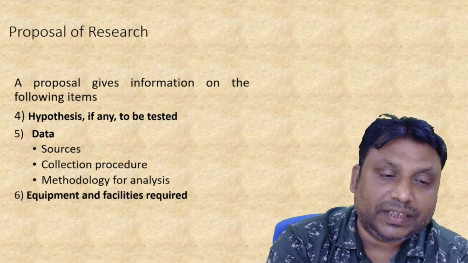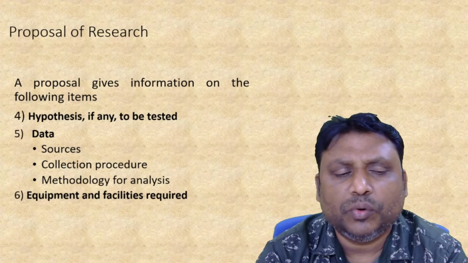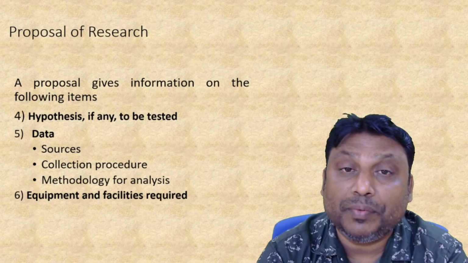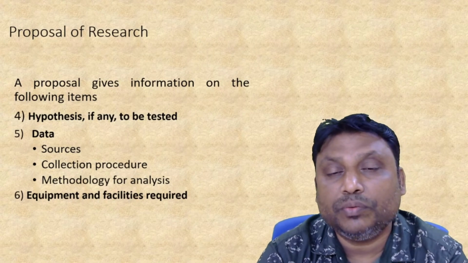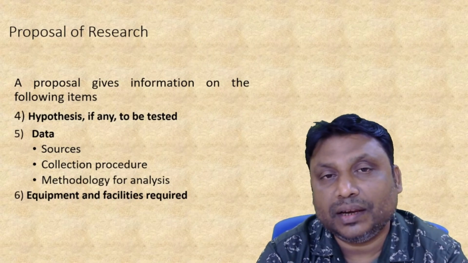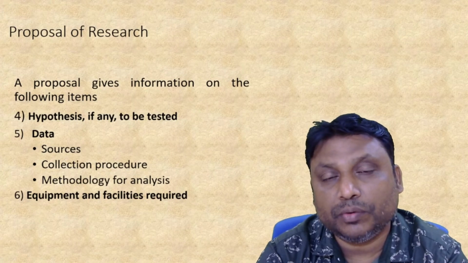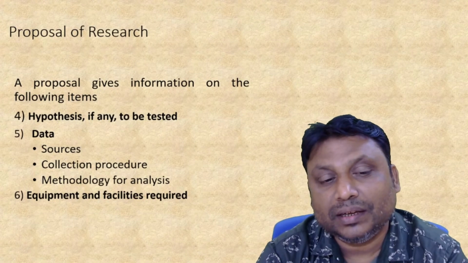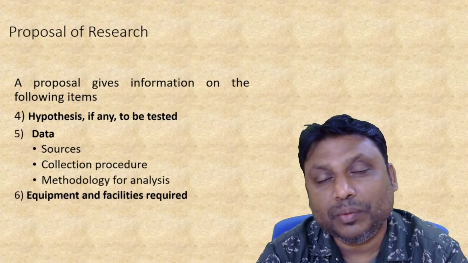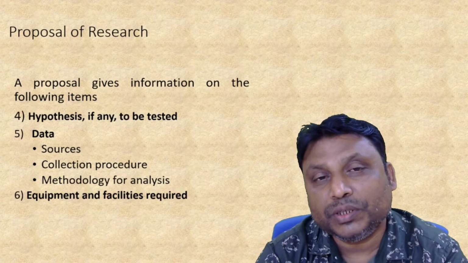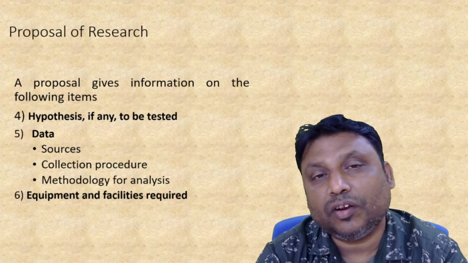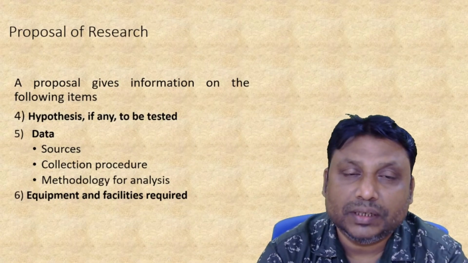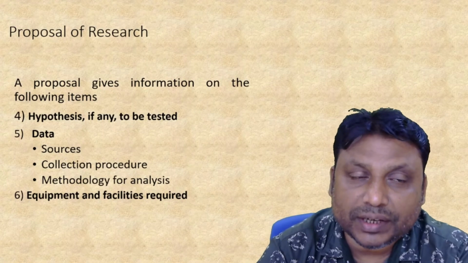Then equipment and facilities required. That means when you are going for your research work, what type of equipment and what type of facility is required. Suppose you want to do research work in a central government project throughout India; at that time resources, equipment and facilities must be there. If they are available, then only you can do it. Suppose you are doing it in your organization; the organization should be supportive and provide some instruments, equipment and facilities, only then it is possible.